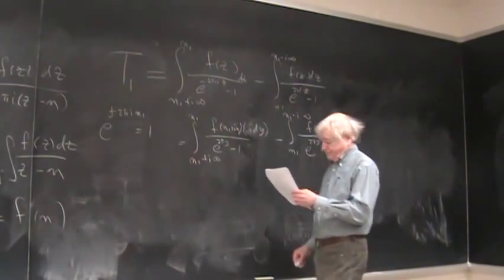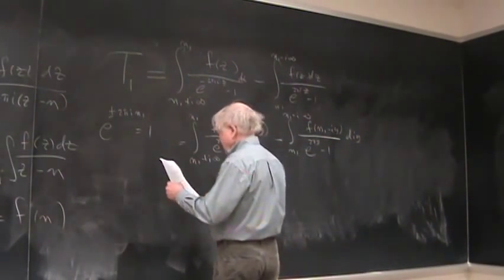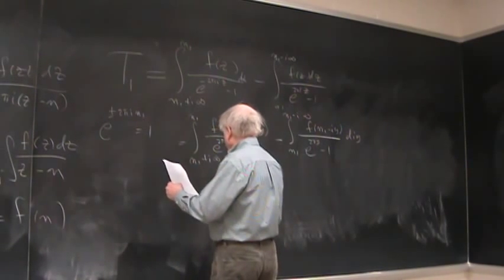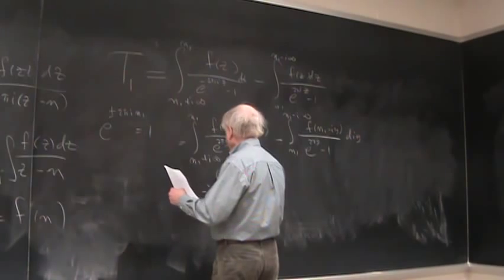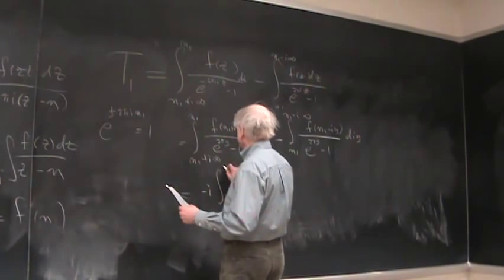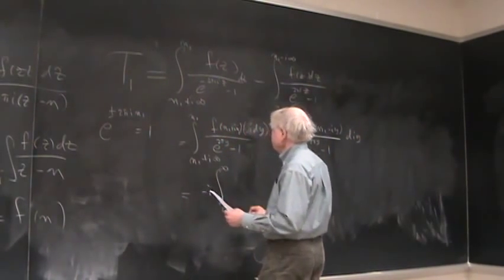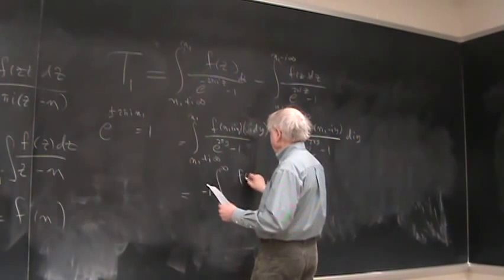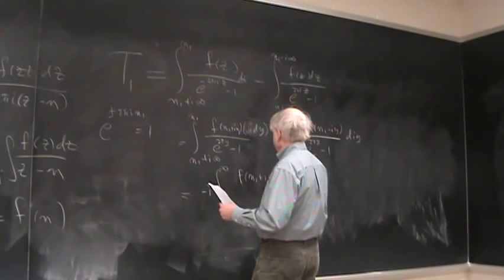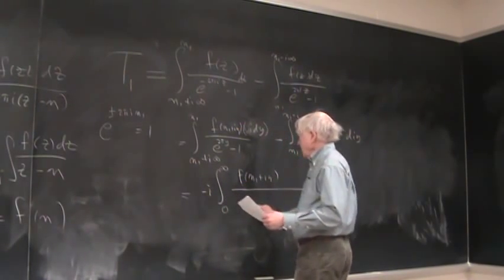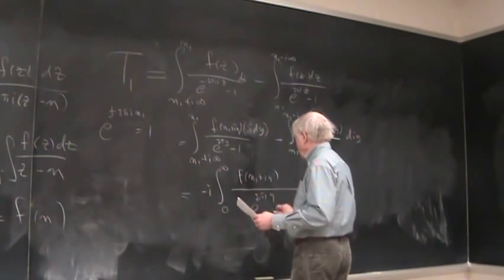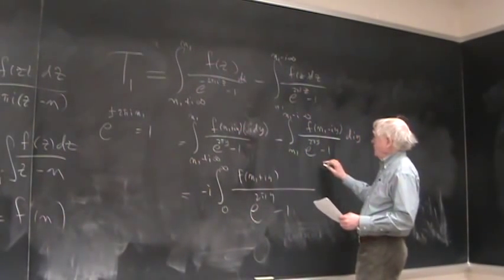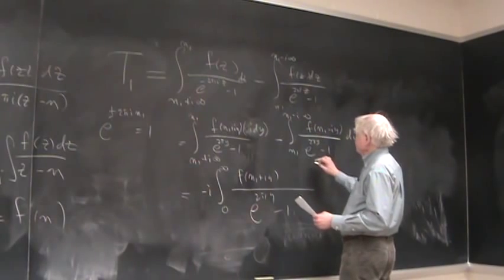And when we now change the order of integration, and we're integrating then y just from 0 to infinity, we get an extra minus sign and then the I, and we get f of n1 plus iy over e to the 2 pi y minus 1. Notice the denominators are the same. And then we're integrating here.